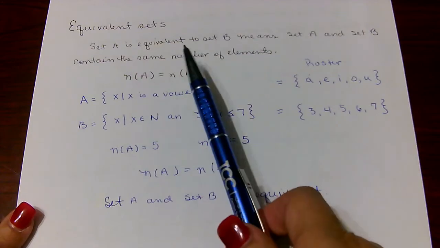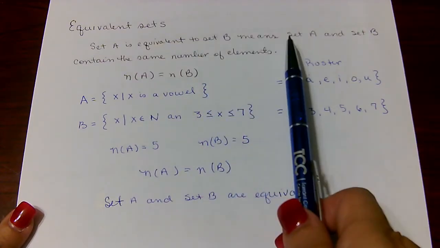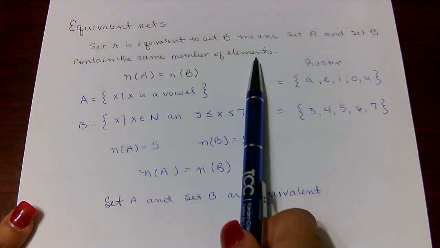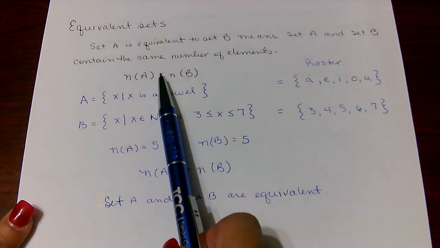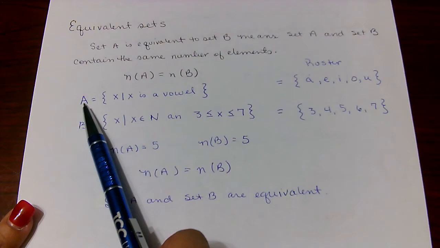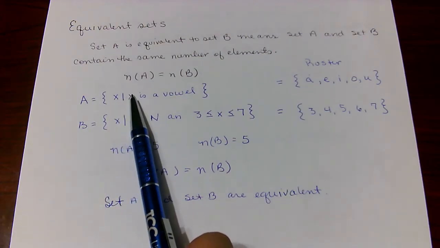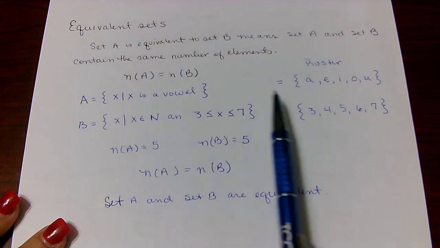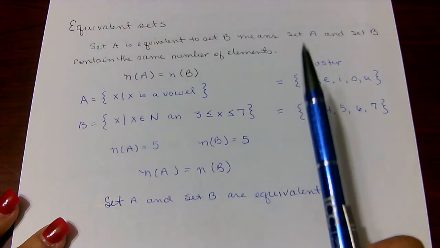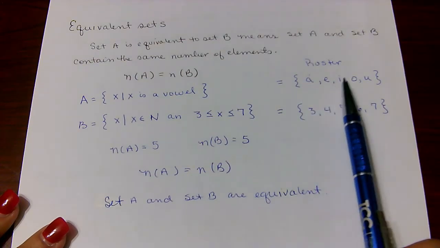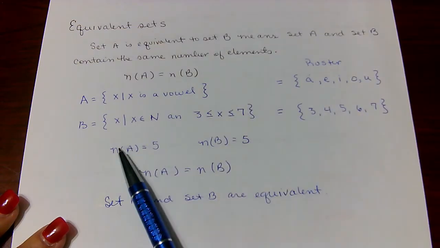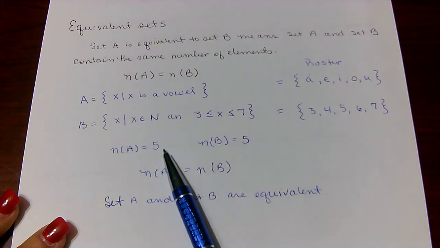The next part is talking about equivalent sets. It says set A is equivalent to set B only when they contain the same number of elements. So n of A must equal n of B. Let's look at set A. Set A is an element x, which x is a vowel. So let's look at all of our vowels. This is our set notation. This is our roster form. All our vowels is A, E, I, O, U. So that we have 1, 2, 3, 4, 5. Or n of A is equal to 5.